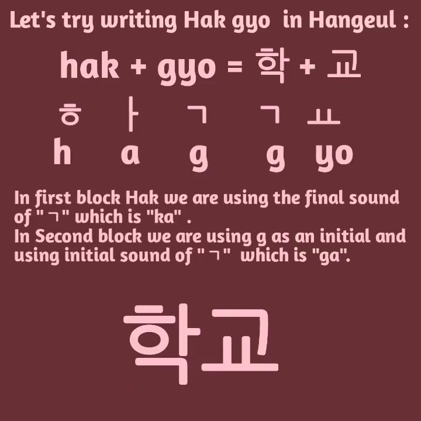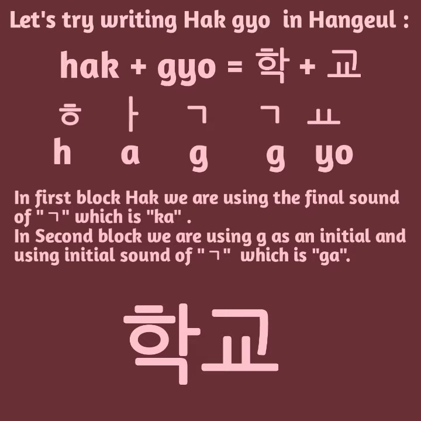Next, let's try writing Hakyo in Hangul. Hakyo. Hak. It is also composed of two blocks. First one is Hak and next is Kyo. Hak is composed of Ha, A, G. Hiyot, A, Kiyok combine to form Hak, and Kiyok and Yo combine to form Kyo. Kyo, Hakyo.